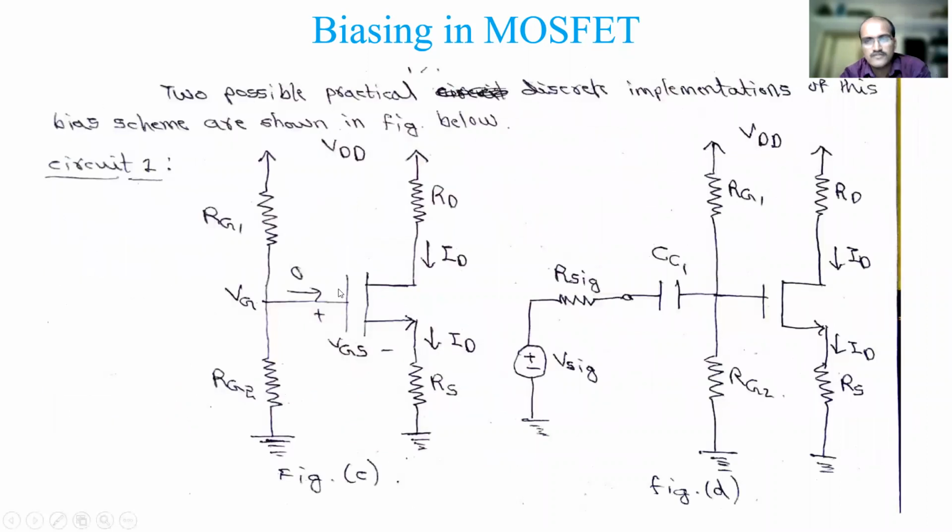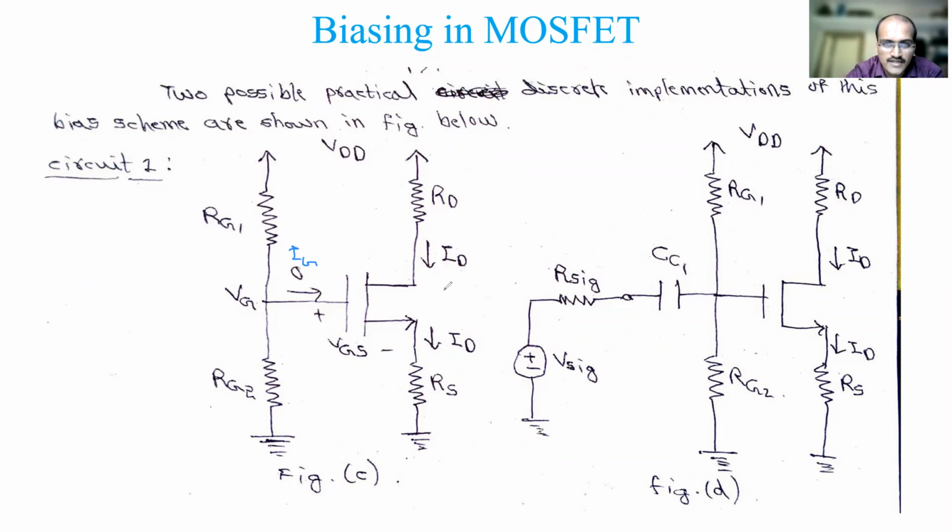Now these are the circuits we will be discussing. There are two possible practical discrete implementations of the MOSFET biasing scheme. This is the first circuit, and it is the same as your BJT. In the BJT you had the collector, base and emitter, with RE, RC, and RB1, RB2 as the voltage divider. The same thing we have taken for the MOSFET. Here you have VGS and VG, and the gate current IG will be 0 because there is a very high resistance, so the current is 0.